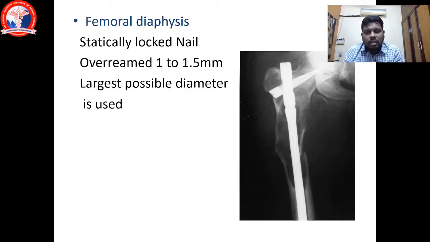For a fracture involving tumor in the diaphysis, traditionally you go for the static locked nail. You have to overream by 1 to 1.5 mm, and the largest possible diameter is used.